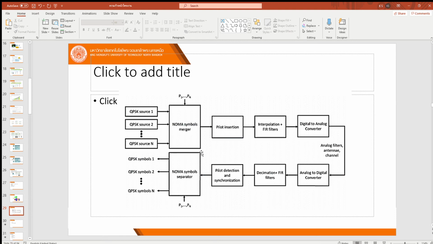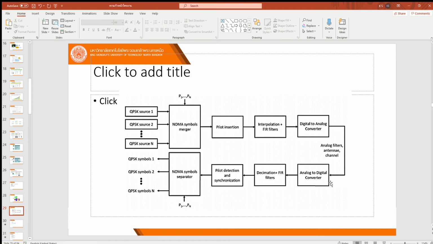So what does NOMA do? If you have the source code for QPSK, this is a simple case. You use the normal symbol merger to merge into the source, and then you put in the pilot insertion, then you do the interpolation FIR filter, and then you use a digital to analog converter. When you go to analog, you transmit the signal to the antenna.